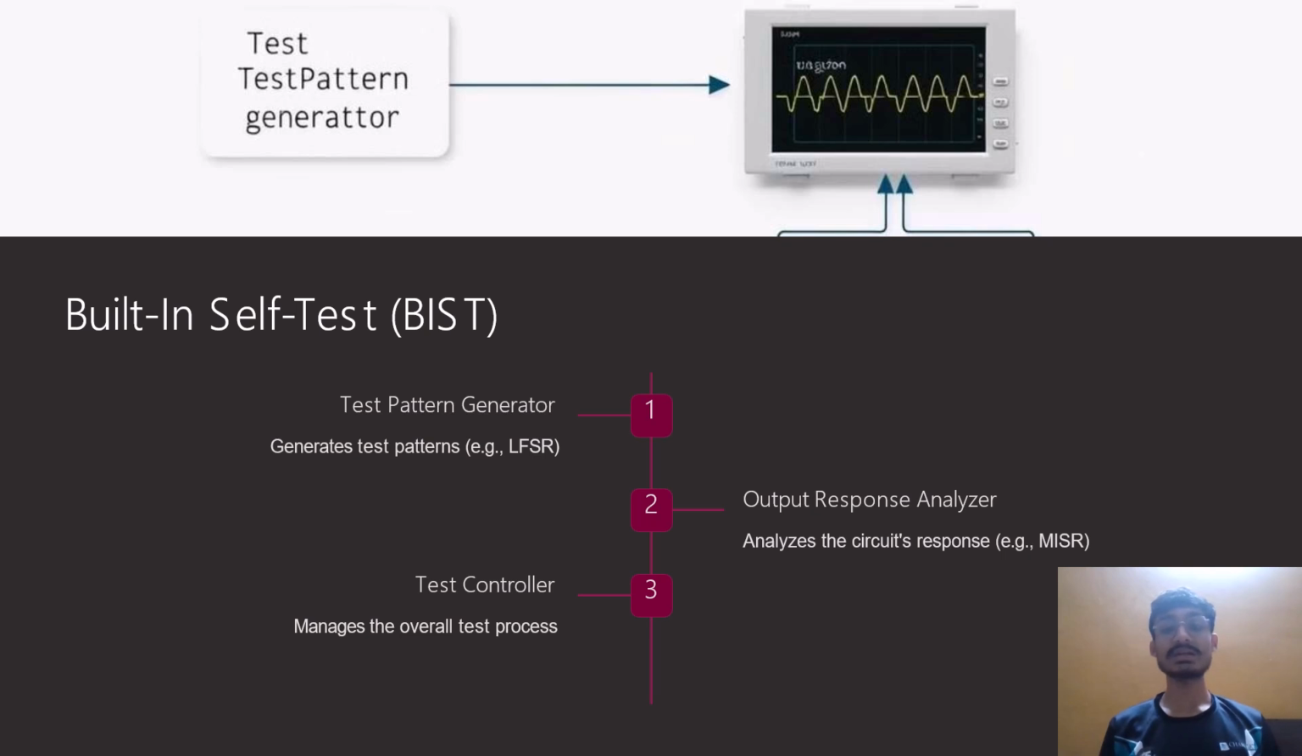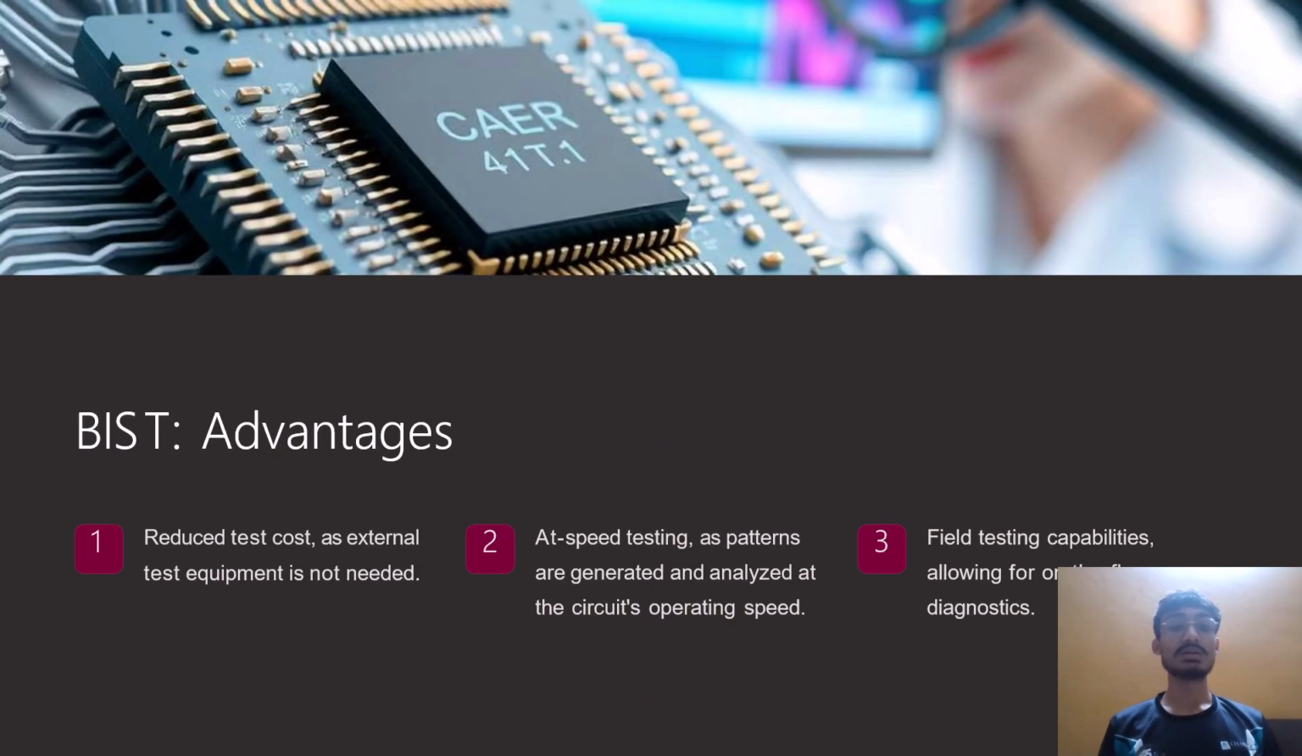The test generator is made. Then the output response analyzer analyzes the circuit's response, and then the test controller manages the overall test process. Advantages of BIST. Reduced test cost as external test equipment is not needed. At speed testing, patterns are generated and analyzed at the circuit's operating speed, and the field testing capabilities allow various diagnostics.